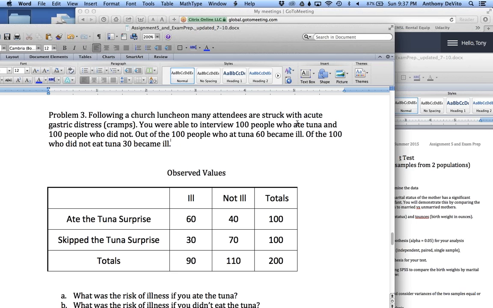So following a church luncheon, many attendees are struck with acute gastric distress. You're able to interview 100 people who ate the tuna surprise. It's basically baked tuna with mayonnaise and stuff like that. So who ate the tuna surprise? 100 people who ate it, and 100 people who did not eat it.